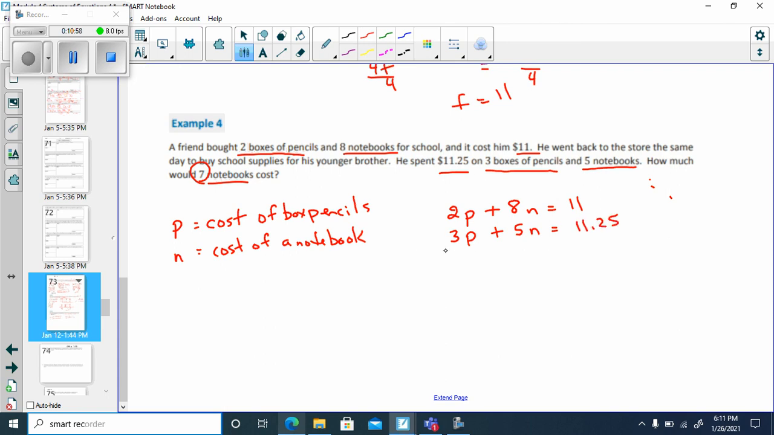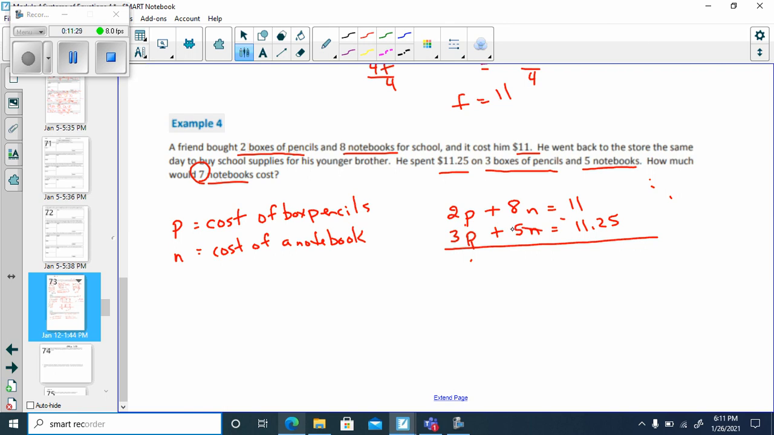Okay, now I can't use substitution because neither one of these say P is equal to or N is equal to. I need to use elimination. I need to get rid of one of these variables. Well, I've got 2 and 3 for my coefficients. That's not going to do me any good. I can't multiply 2 by anything to get 3, or 3 by any integer to get 2. 8 and 5, I got the same situation.